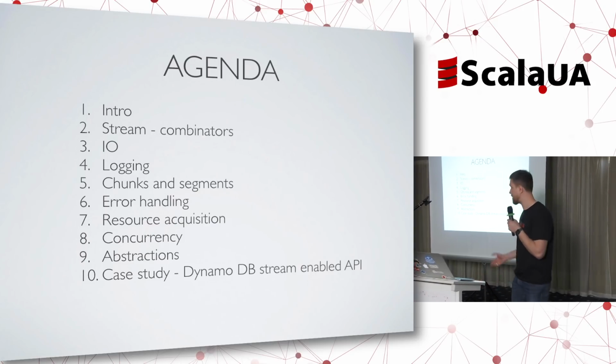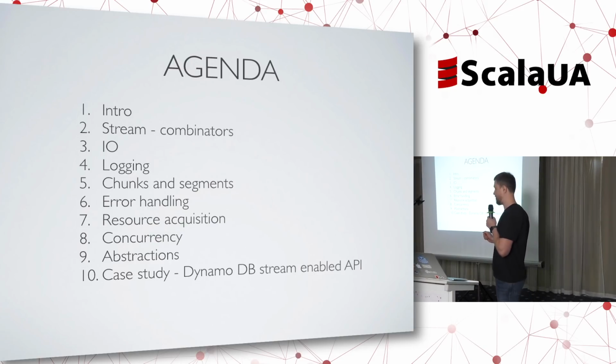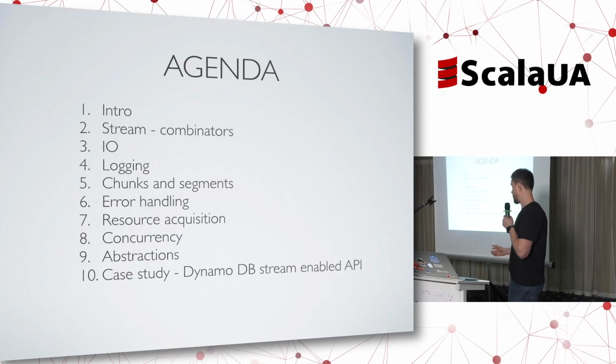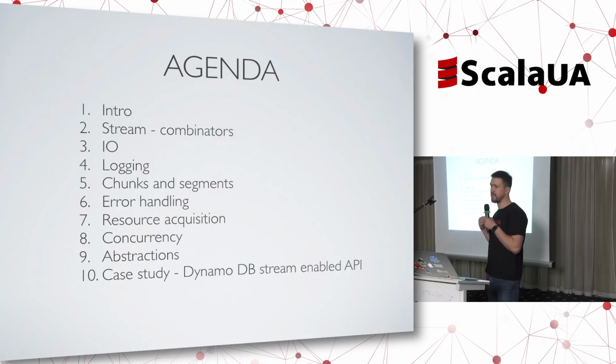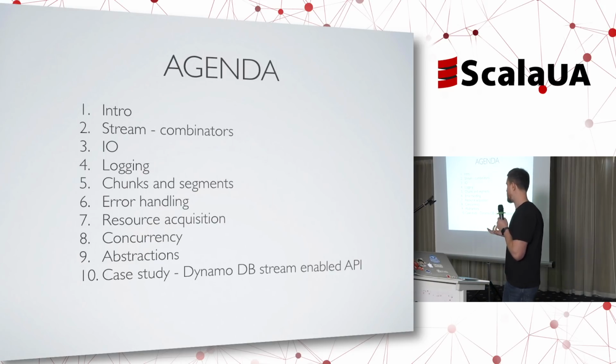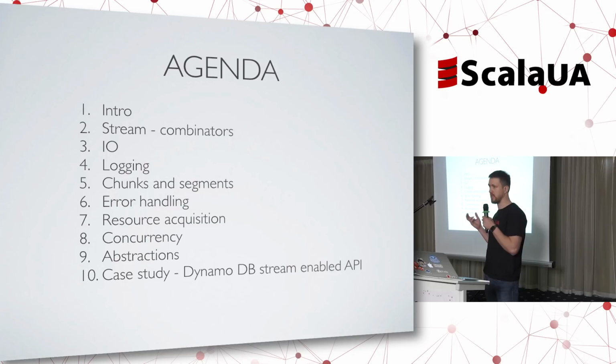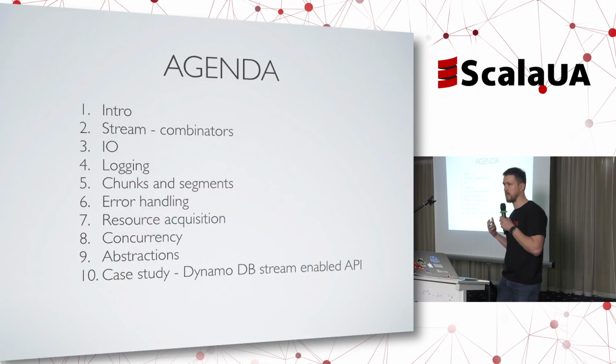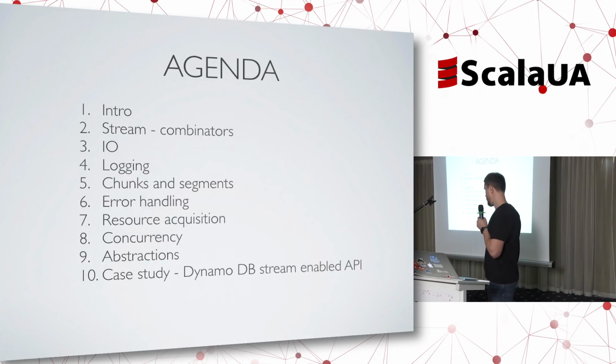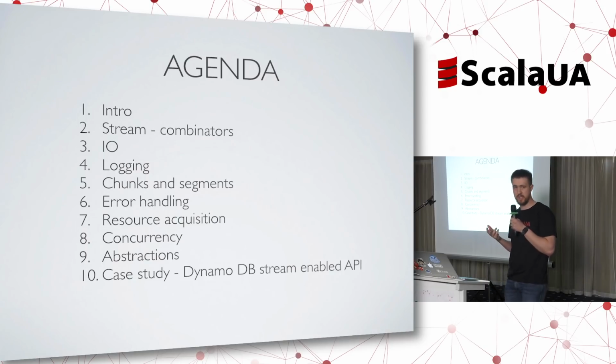So I will try to do a quick intro, then cover basic combinators to build a stream, to transform a stream, and to bake an effect into a stream. I will quickly show how to do logging, not in the obvious way, I mean not in the way that you saw it in imperative languages or more imperative streaming libraries. I will quickly explain what chunks and segments are, and their purpose. Error handling, resource acquisition, which is done very explicitly as well. Combinators which support concurrency.